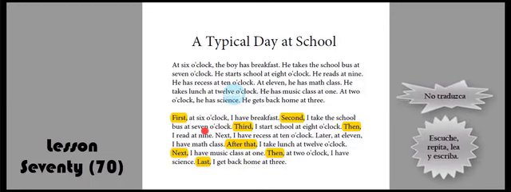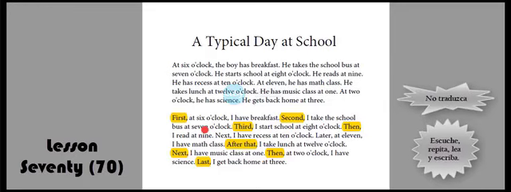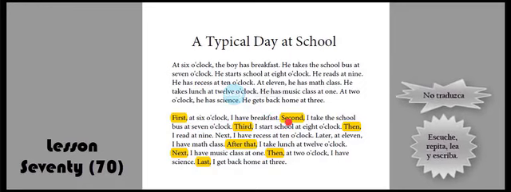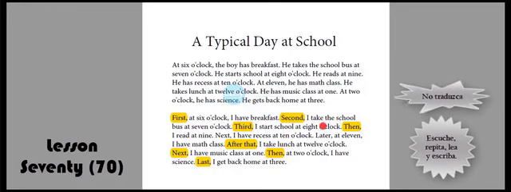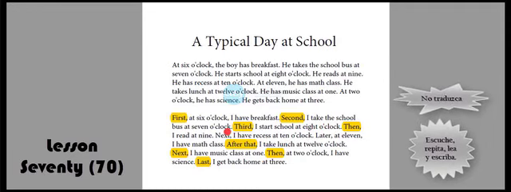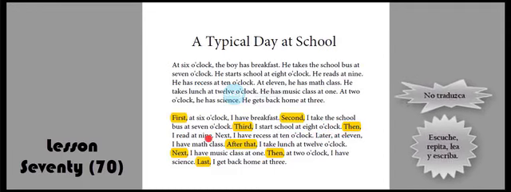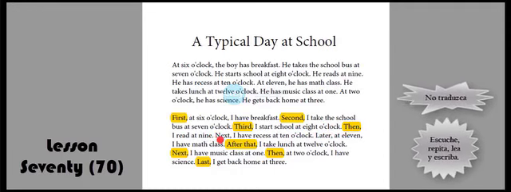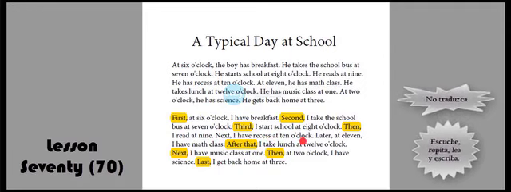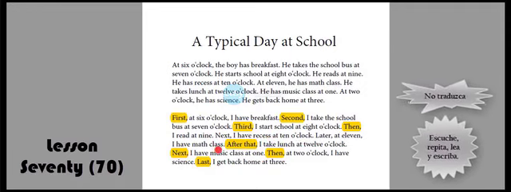Here is the final text. Let's read it. First, at 6 o'clock, I have breakfast. Second, I take the school bus at 7 o'clock. Third, I start school at 8 o'clock. Then, I read at 9. Next, I have recess at 10 o'clock. Later, at 11, I have math class.